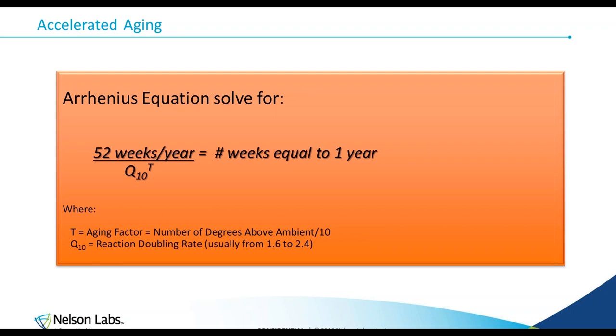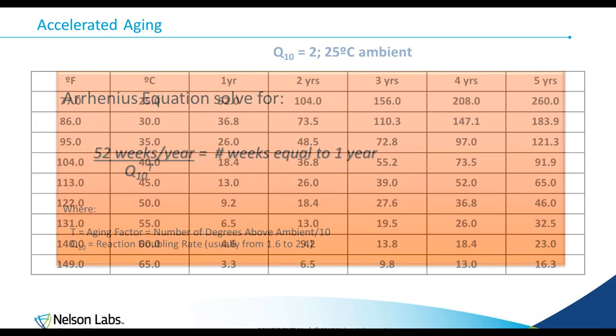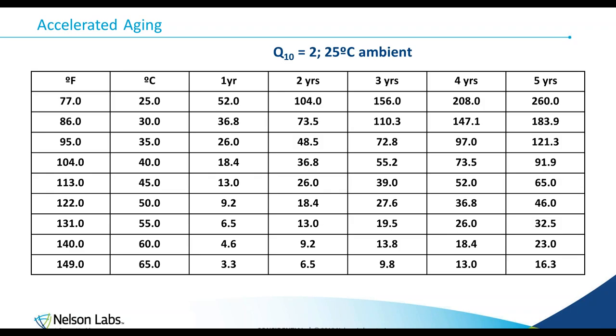Here is the equation for your review. It's also found in ASTM F1980. Here's a chart that lists the different temperatures and the durations. The most common temperature used is 55 degrees Celsius. And you can see here that at 55 degrees Celsius, using an ambient temperature of 25 degrees, the required time in the chamber would be 6.5 weeks. The values on this table are in weeks.